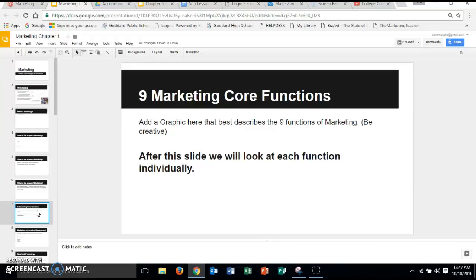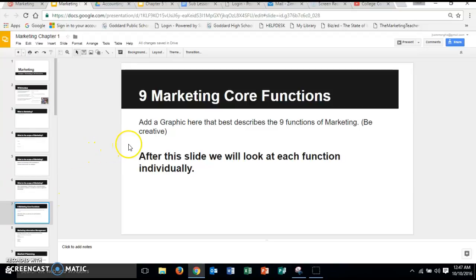So we are now ready for the 9 marketing core functions, and this is going to be the crux of everything we do for the rest of the year. You've done a lot of promotional marketing. We haven't done a lot of data gathering or anything of that nature. So now we're really going to get into the assets and the aspects of marketing.